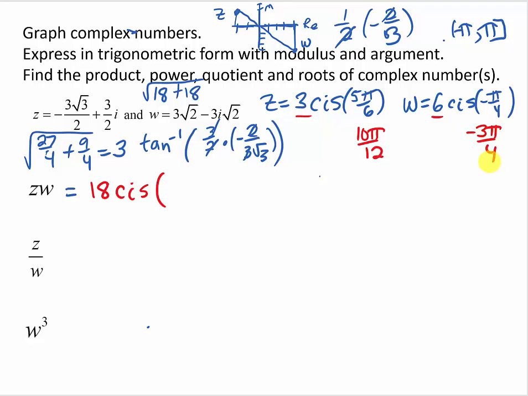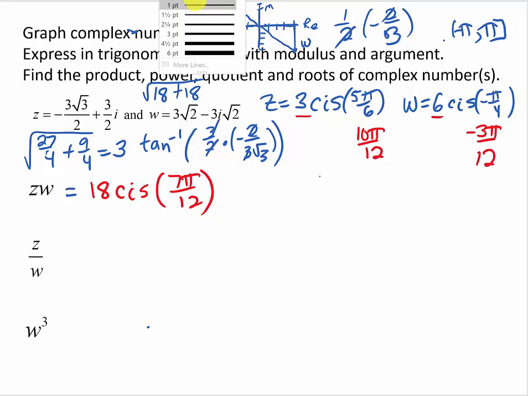So if I add those together, I didn't write the 12, so this is a 12. So if I add those together, they now have a common denominator, and it looks like I get 7 pi over 12. So this is the answer in trigonometric form, but we want to get the answer back into a plus bi form.